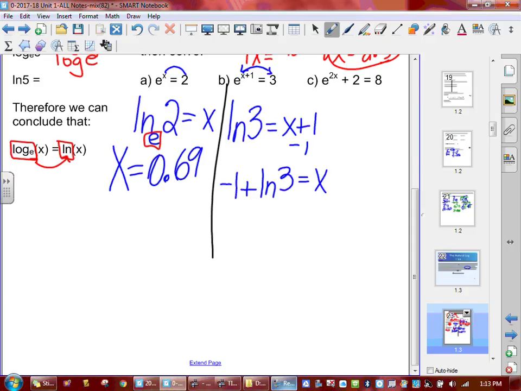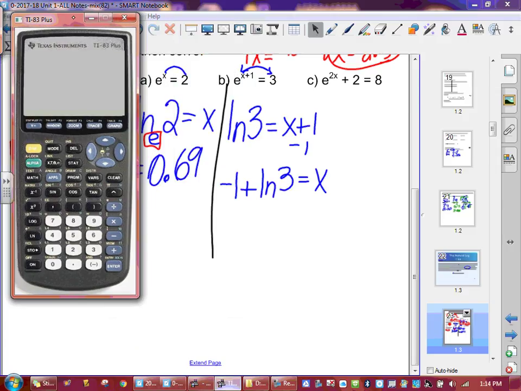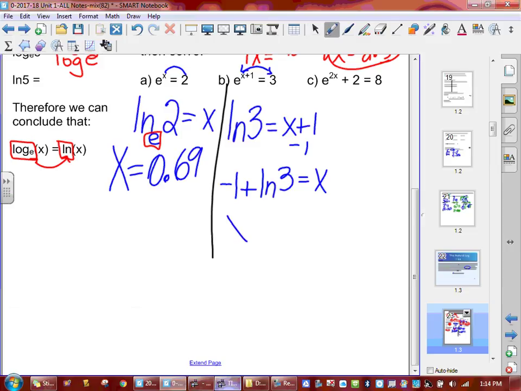Okay, and that's the way you have to type it in. So we go to our calculator now. And we type in negative 1 plus ln 3. Now, you could have also typed in ln 3, enter, plus negative 1. Okay, both are correct. So, to 2 decimal places, the 8 after the 9 is going to round the 9 to a 10. So it's going to end up 0.10. Okay, so x equals 0.10.